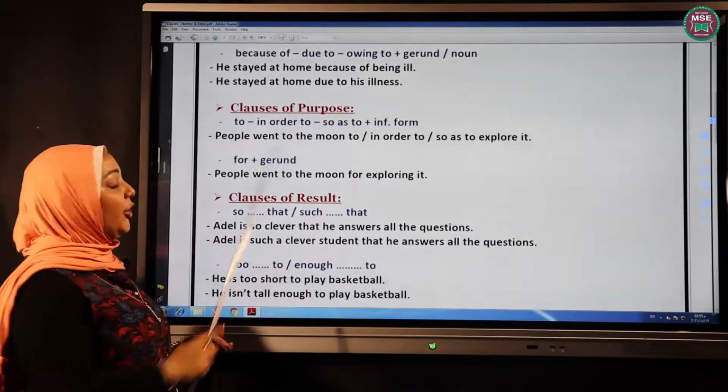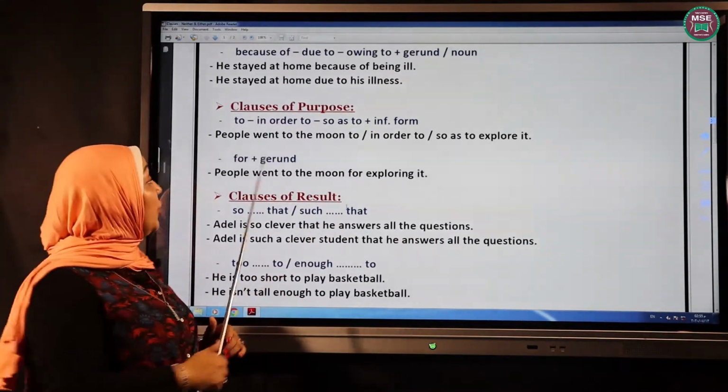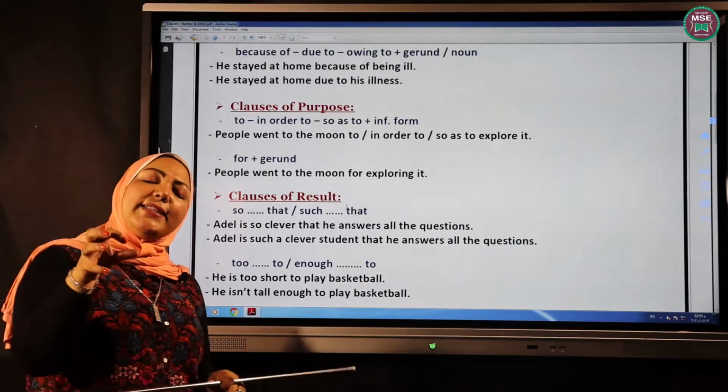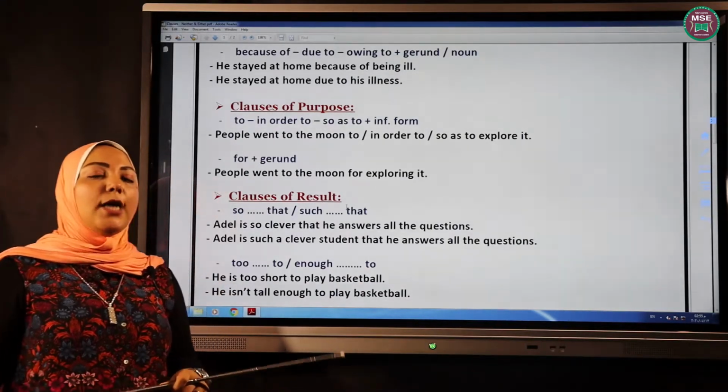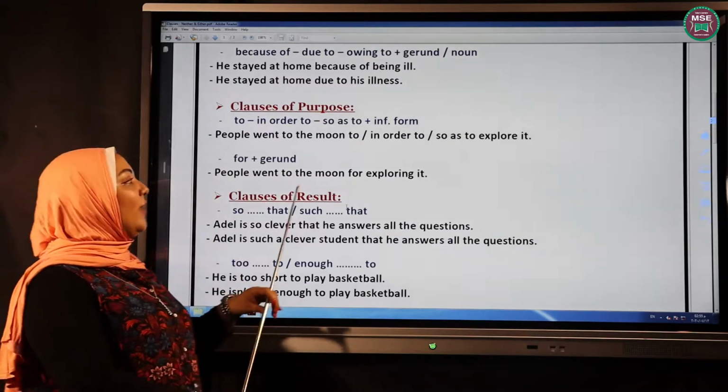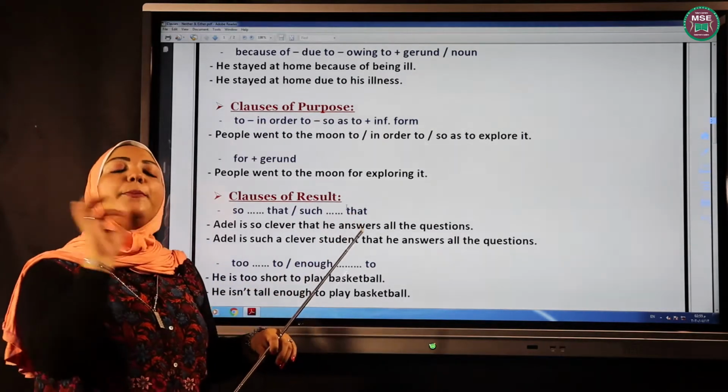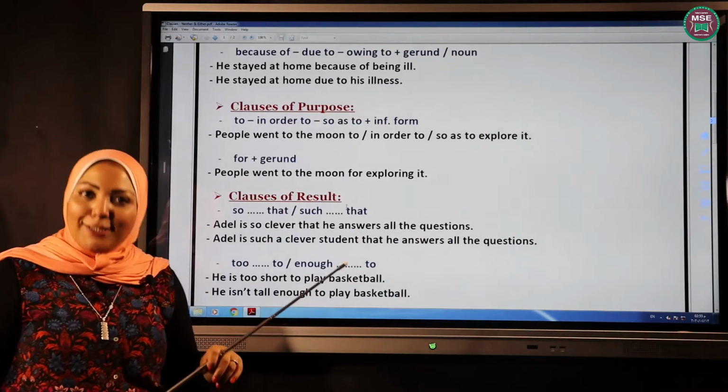Another word that we can use for the purpose is for. And for is a preposition that is usually followed by a gerund, verb plus ing. So, people went to the moon for exploring it, verb plus ing.